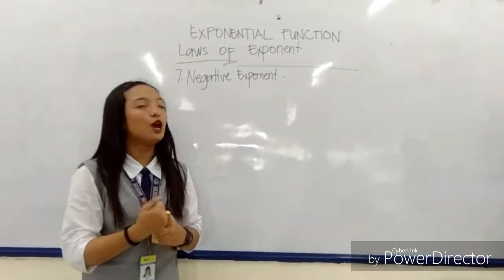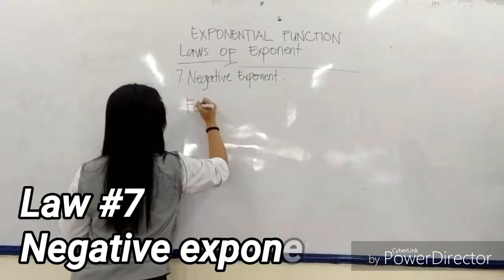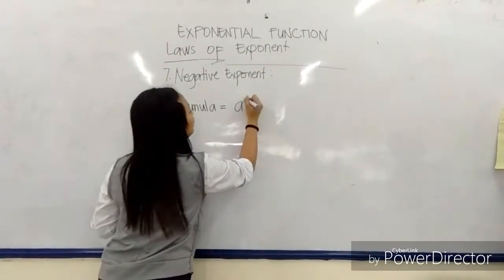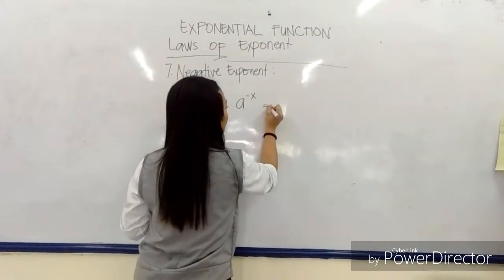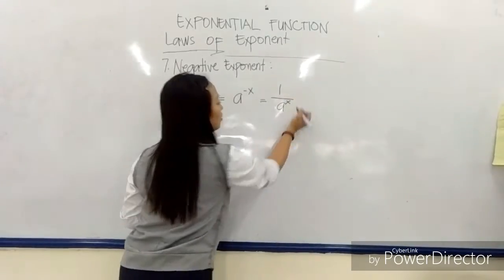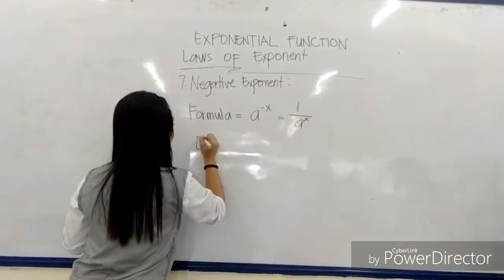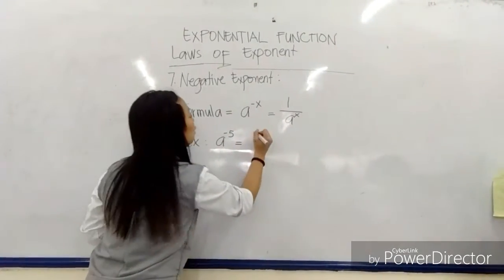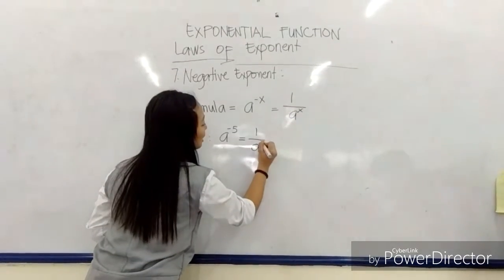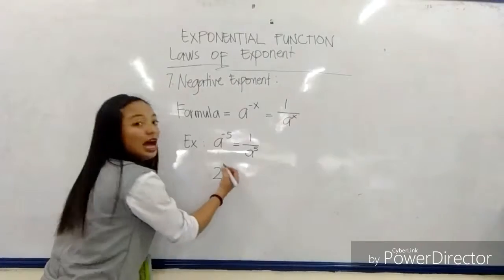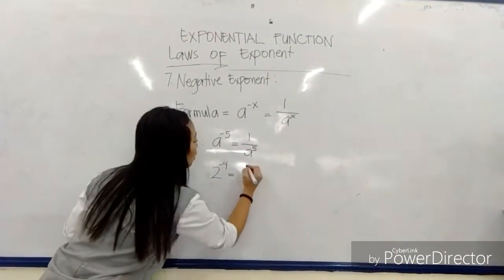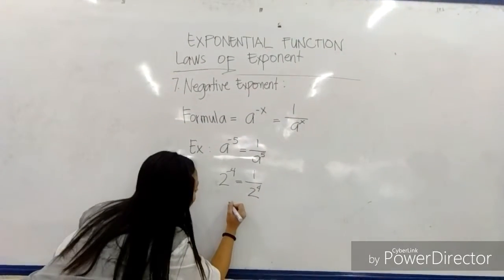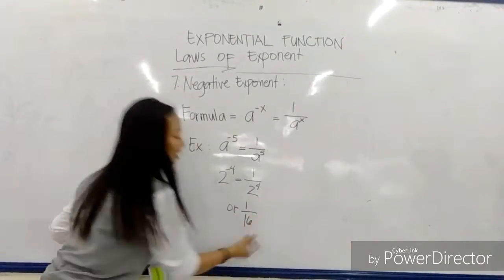This is the last law of exponent, which is the negative exponent. The formula of this is a raised to the power of negative x is equal to 1 over a raised to the power of x. For example, a raised to the power of negative 5 is equal to 1 over a raised to the power of 5. Our next example is 2 raised to the power of negative 4, which is equal to 1 over 2 raised to the power of 4. We need to simplify it, which is 1 over 16. So that is the final answer.